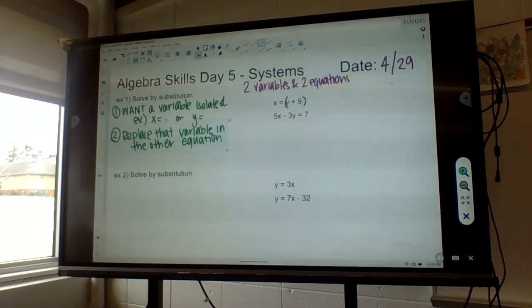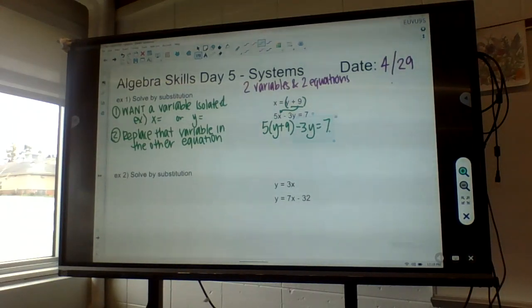So we're going to place that variable in the other equation. So this is going to go in place of the x. Now, I suggest using parentheses on this step typically. So rather than 5 times x, we're going to do 5 times (y plus 9). But then we have to finish off the rest of the equation. So minus 3y equals 7. Okay.